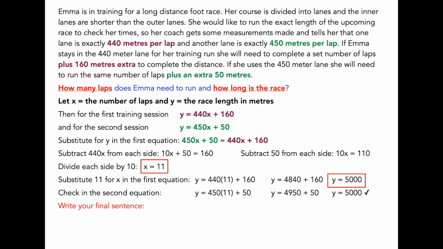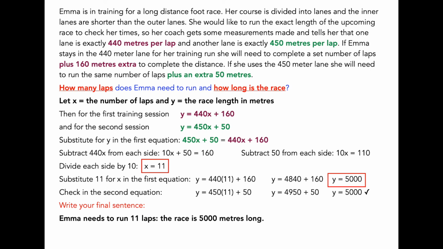So remember, as we did in the first example, we now have to write our answer in a final sentence. And of course, that final sentence will read, Emma needs to run 11 laps. The race is 5,000 meters long. Full marks from our teacher again.